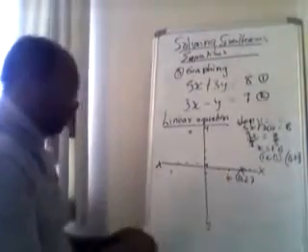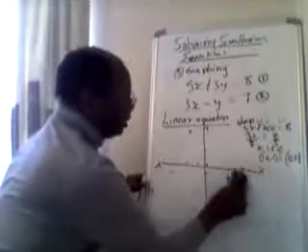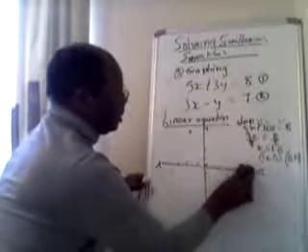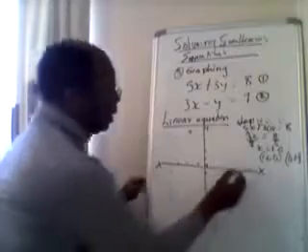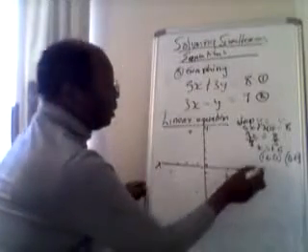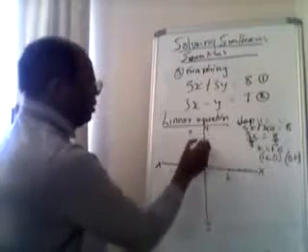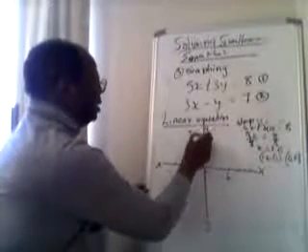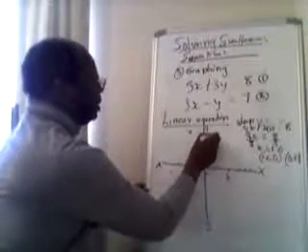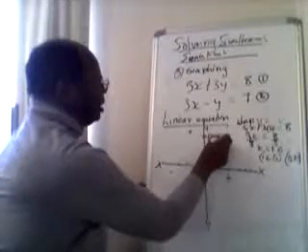Sorry, this is y. This is a mistake. So when x is 0, y is 2.7. So it's that way here. So I say this one here. So at this point is 0, 2.7.